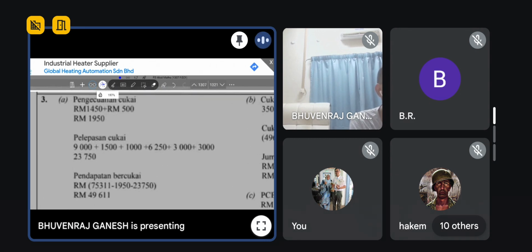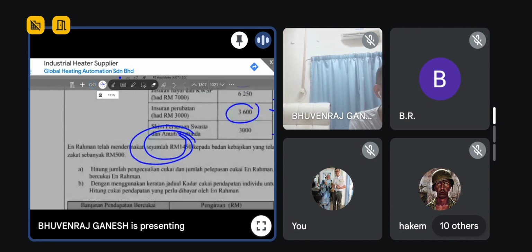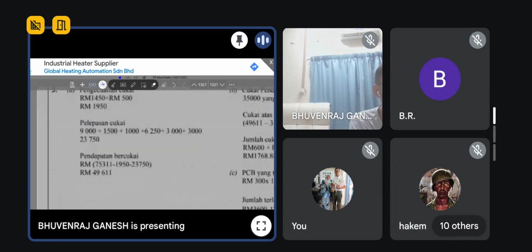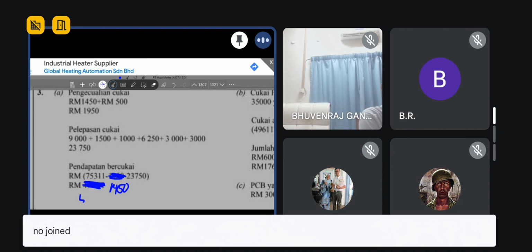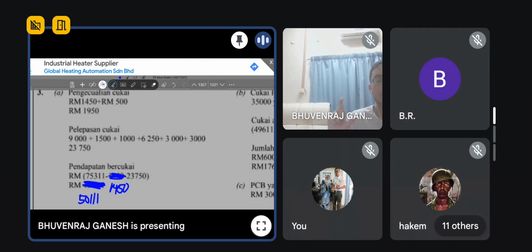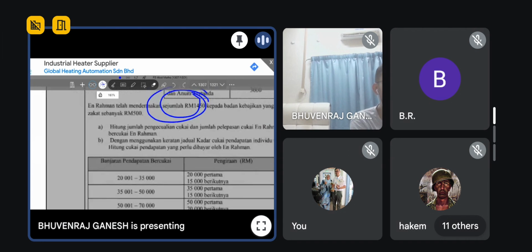Okay, I think this one, right? They got a mistake. They plus the zakat. Actually, cannot plus the zakat when you count pendapatan bercukai. So this value should be 1450. Okay, so you correct this one. So 75311. I think we should get the answer. Yeah, correct. Okay, so correct this one, guys. This one is a mistake in the answer scheme. Remember, zakat fitrah jangan tolak kat pendapatan bercukai. Don't minus over here. You minus when you count your tax. Okay, common mistake. Even the scheme also makes mistakes.